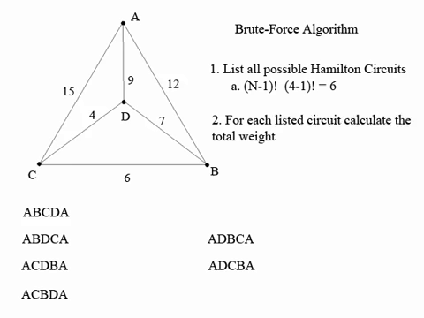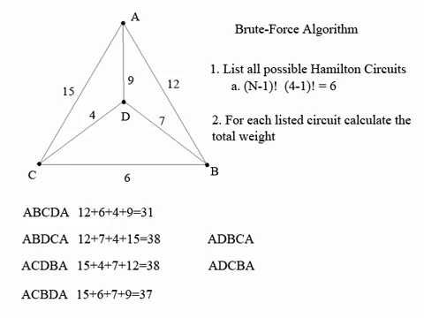The next step is to list each circuit with its calculated weights. So we're going to actually add up how much each of these circuits totals. For the first one, A to B is 12, B to C is 6, C to D is 4, and D to A is 9. We add that up and we get a total of 31. So the weight of this circuit is going to be 31. We're going to keep adding up these circuits, and we're going to find A, B, D, C, A is equal to 38, and A, C, D, B, A is equal to 38. ACBDA is 37, ADBCA is 37, and ADCBA is 31.